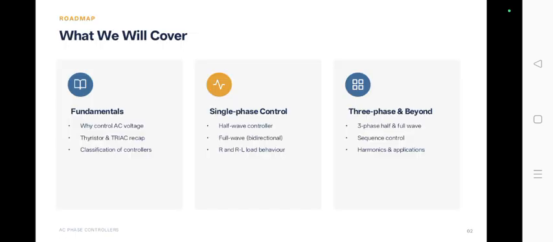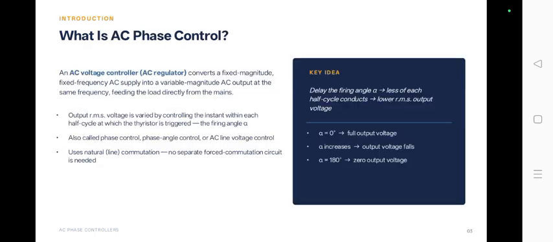Here we have to cover the fundamentals, single phase control and three phase control. First of all, what is AC phase control? In AC phase control, that means AC voltage controller or AC regulator, converts a fixed magnitude, fixed frequency AC supply into variable magnitude AC output at the same frequency, feeding the load directly from the mains.